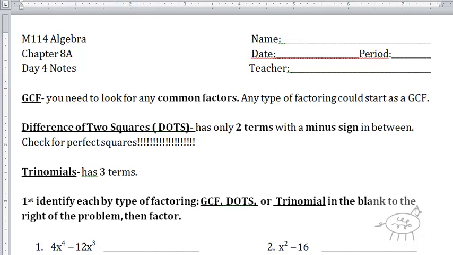So this is day 4 notes, and basically what we're doing is we're combining everything that we learned so far with factoring into one worksheet. This is actually what your test is going to look like for part of your test and your quiz. It's going to have all kinds of problems, and you're going to have to factor.